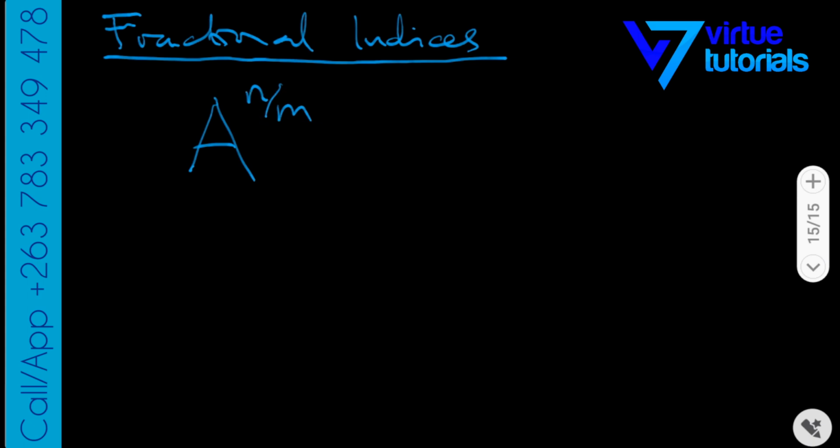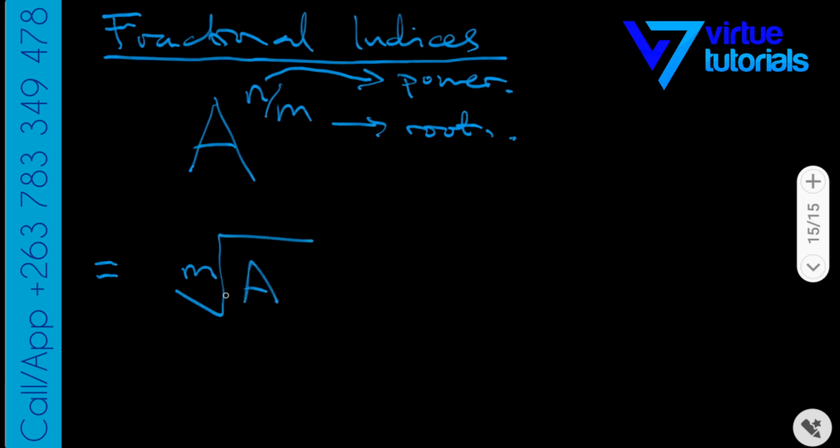denominator. So what you do here, you would want to treat the numerator more or less like a power and the denominator like a root. Okay, so you want to treat the numerator like a power and the denominator like a root. So this translates to m root a, so m operating on the root and then n operating on the power. So the denominator will operate on the root and then the numerator will operate on the power. So you follow that same thing.